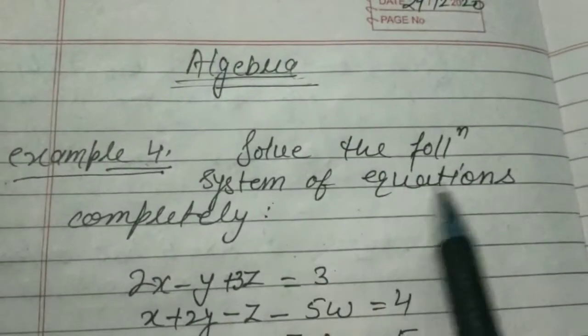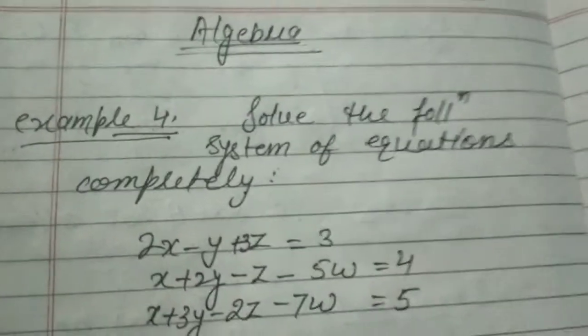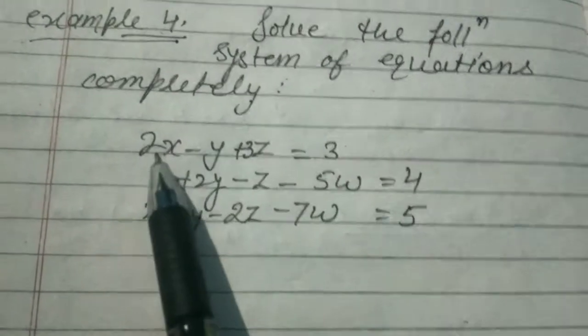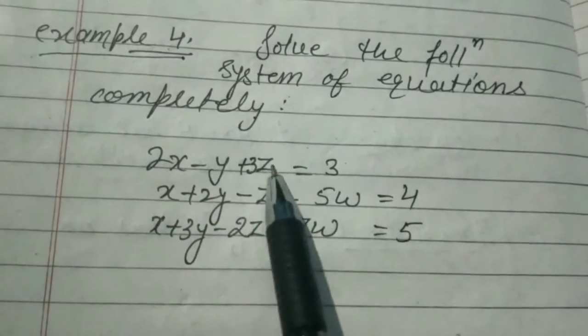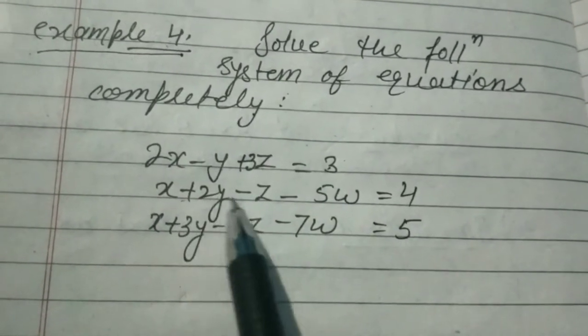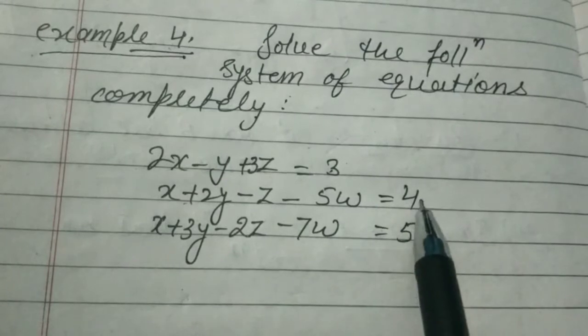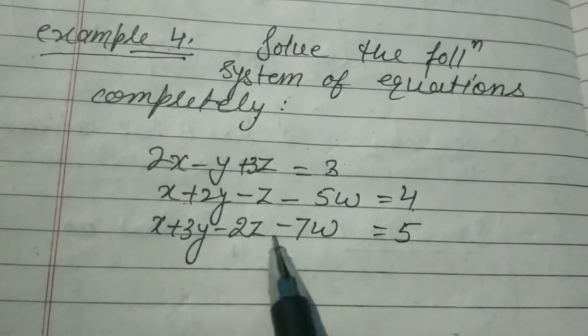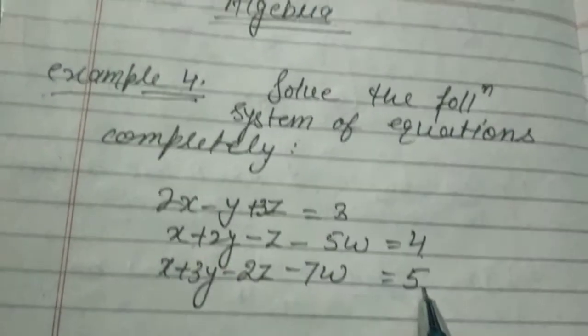Solve the following system of equations completely. आपको इक्वेशंस दी हुई हैं. कैसी इक्वेशंस हैं? 2x minus y plus 3z is equal to 3, x plus 2y minus z minus 5w is equal to 4, and x plus 3y minus 2z minus 7w is equal to 5.